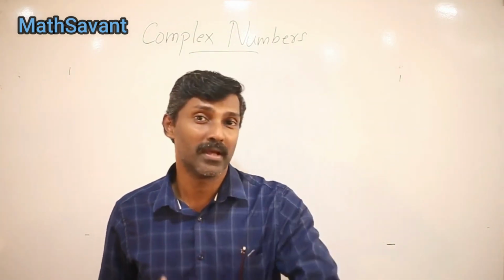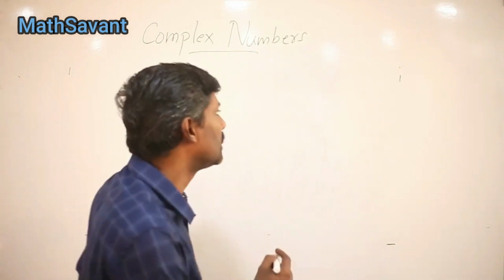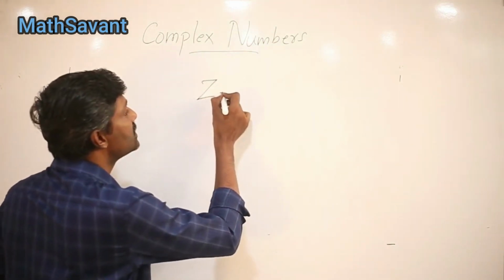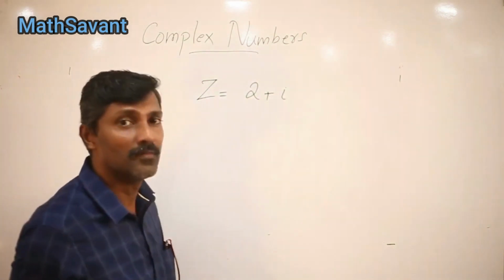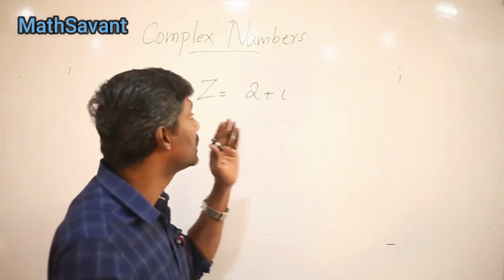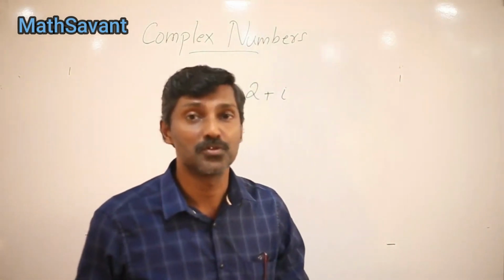Now let's go to the multiplicative inverse. Let's use the number Z equal to, say, 2 plus i. And we are asked to find the multiplicative inverse of Z equal to 2 plus i.